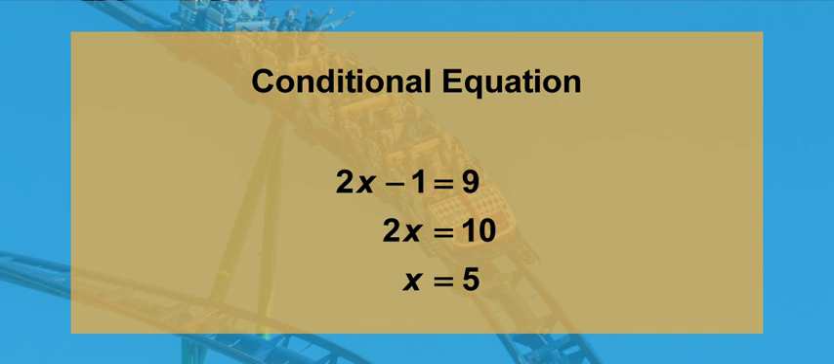Identities are different from conditional equations. Polynomial identities allow you to write a polynomial in a different form, usually to simplify the polynomial or solve an equation. Let's look at some examples.